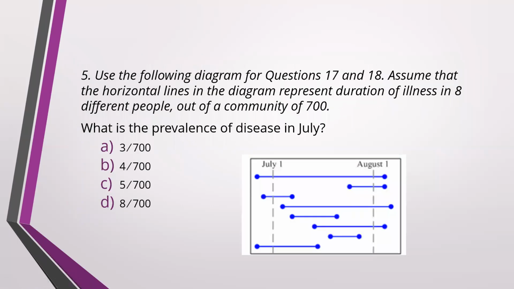Using the following diagram of the question, assuming the horizontal lines, what is the prevalence of the disease in July? Either it's considering that these are the community of 700 people, 3 out of 700, 4 out of 700, 5 out of 700, 8 out of 700. A. Yes, it's 3 out of 700.